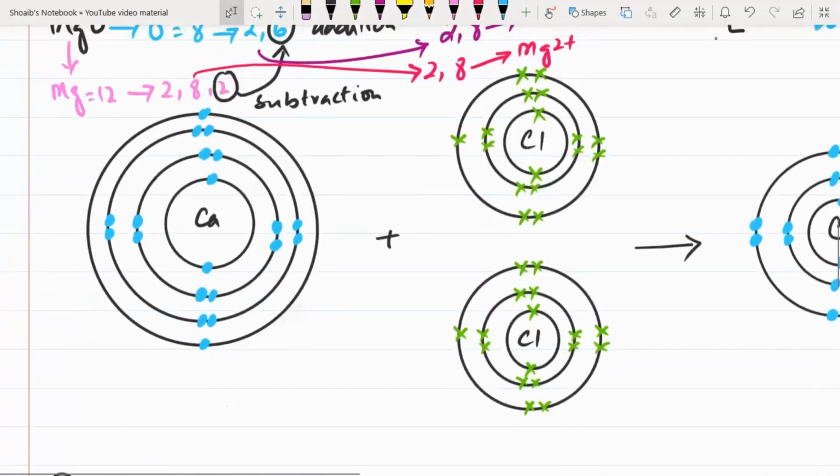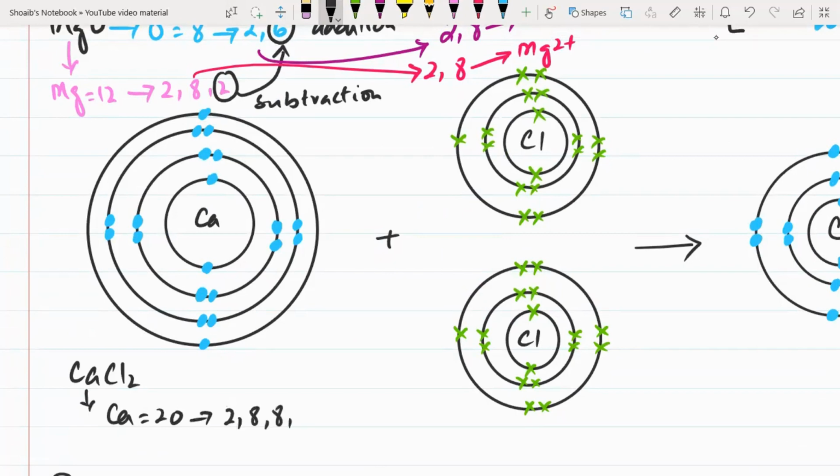What happens when the atom loses more electrons and the other atom needs to gain fewer electrons? How is it going to be done? Now let's take an example of calcium chloride. For calcium, the atomic number is 20, and the electronic configuration is 2, 8, 8, 2. For one chlorine, the atomic number is 17, and the electronic configuration is 2, 8, 7.